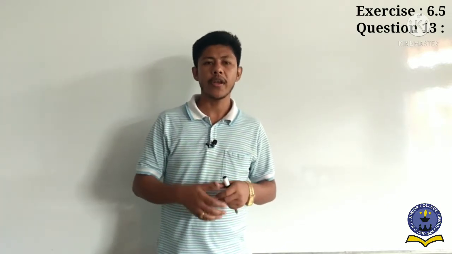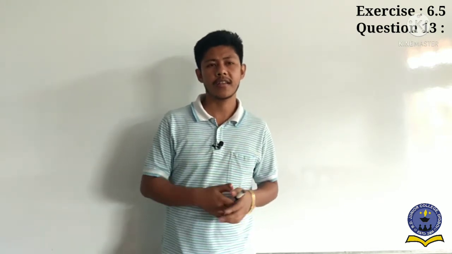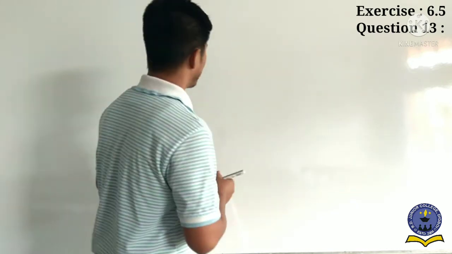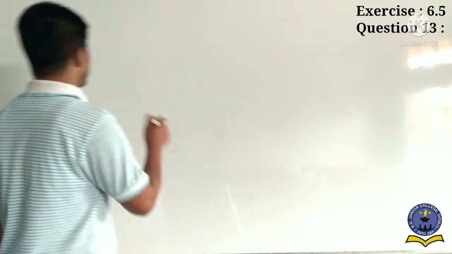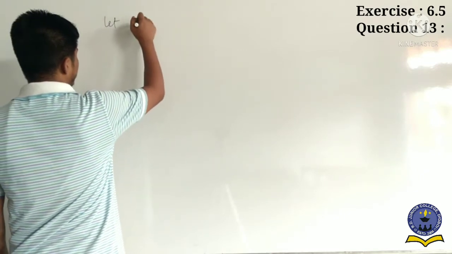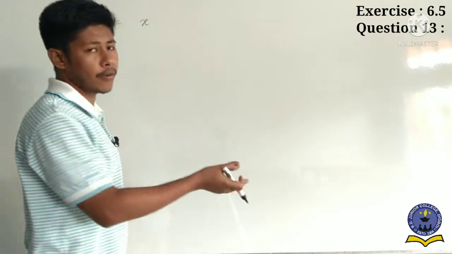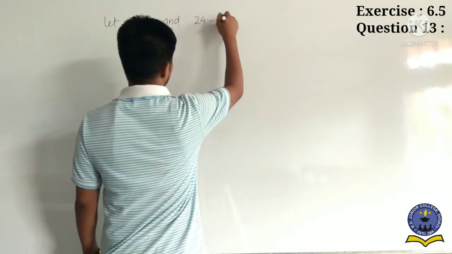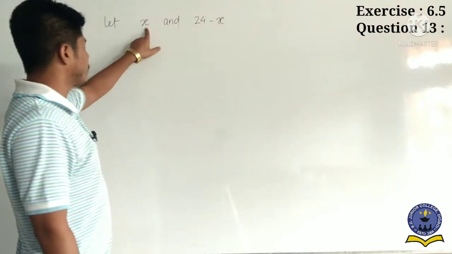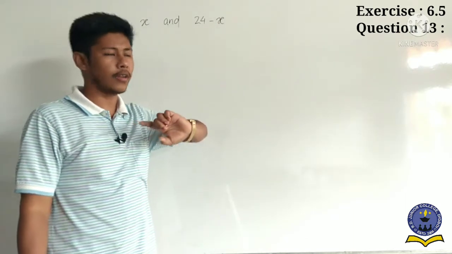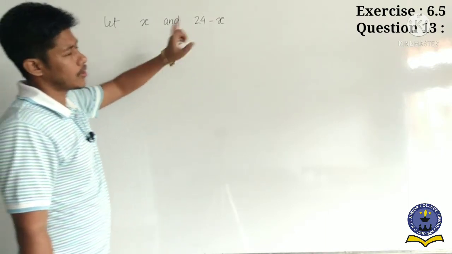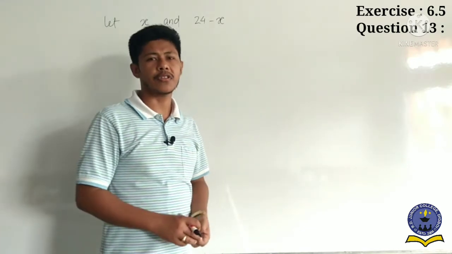Not only the maximum value, but when the value is maximum, we have to find the numbers. What are the numbers here? The condition given is that the sum of the numbers is 24. We don't know the numbers, so first of all, let one number be x. Obviously the other one is 24 minus x, because their sum is 24. If one number is 10, the other is 24 minus 10, which is 14, isn't it? So the first number we don't know, so we consider x, and the other number is 24 minus x.